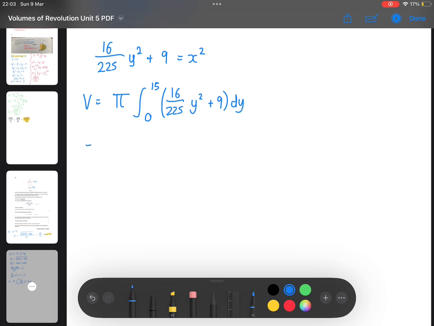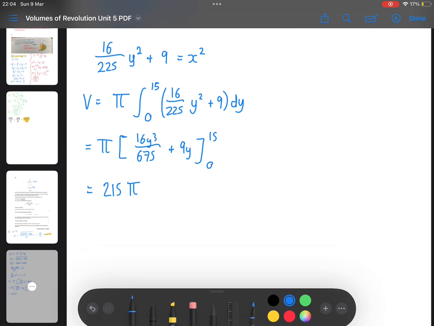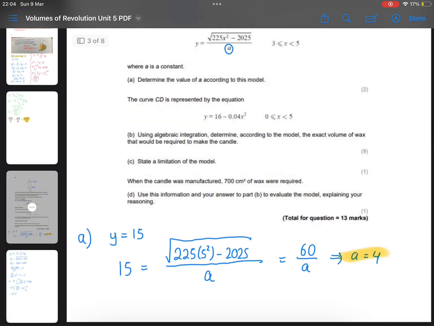So if we integrate that, we have pi times 16y cubed over 675 plus 9y between 15 and 0. And this gives us precisely 215 pi as our answer. So that's the first volume of revolution. That's the volume of revolution under the curve BC.